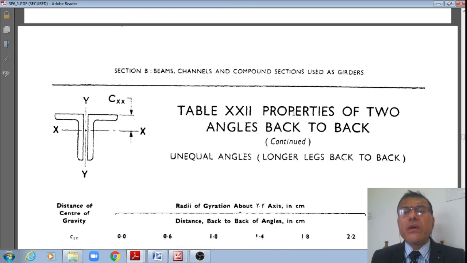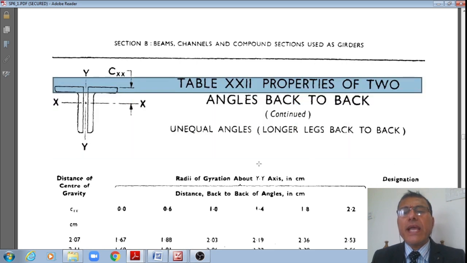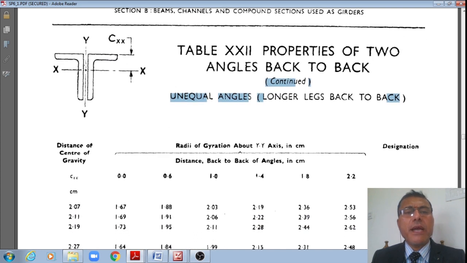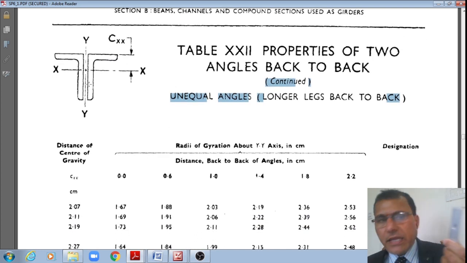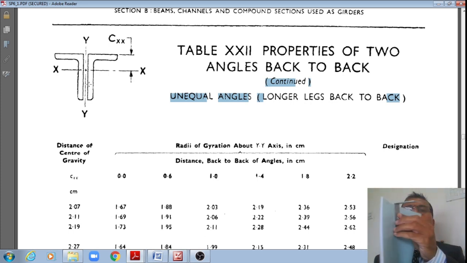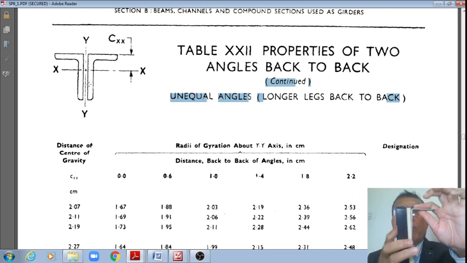Now this is the same Table 22, properties of two angles back to back. However, these are now unequal angle sections, where longer legs are back to back. That is how the longer leg is connected to a gusset plate. Then in such a case, there are longer legs back to back, right?